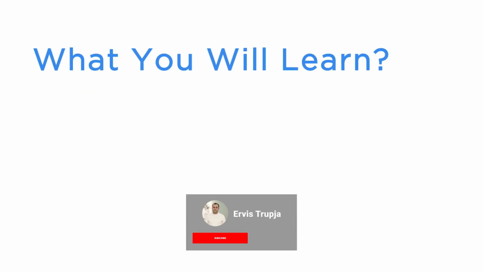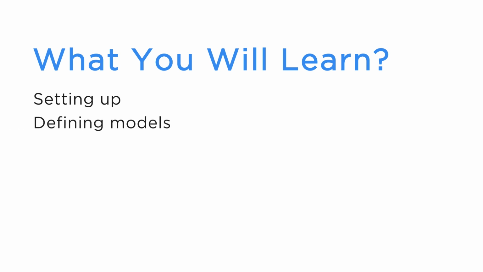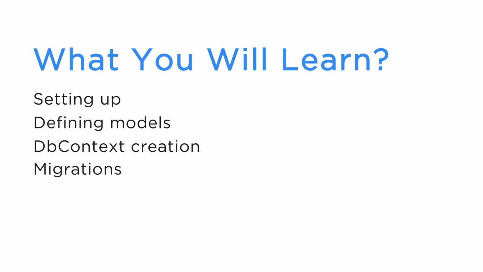Now, this is enough theory. What's important is what you are going to learn in the upcoming parts. And you are going to start by setting up the Entity Framework in a .NET application, which means installing all the necessary packages. Then next, you are going to define the models. And models are basically just C# classes that represent the database tables. You are going to create the DB context, which is used to connect the models with the database. Then you learn how to create and apply migrations to update the database schema.